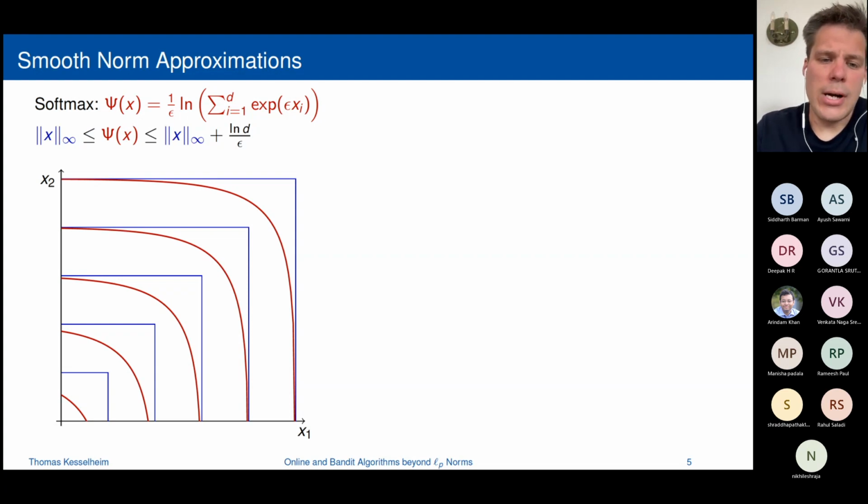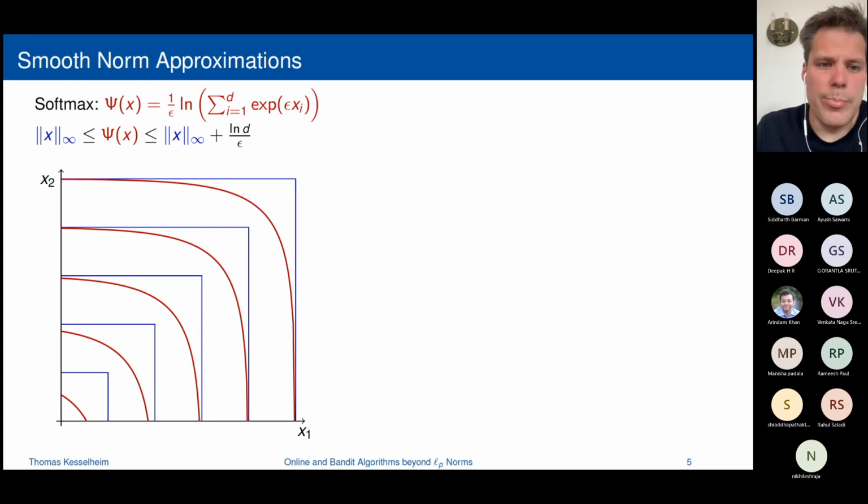But a smaller epsilon does have some advantages, and that's what you can see here in this contour plot. These blue lines are the level sets of the L infinity norm, just as you would expect them to be. And these red lines are the level sets of the softmax. What you immediately see is that the softmax looks much smoother, much rounder. And this is exactly the property that we exploit, which we formalize, or which we generalize, and which we then exploit.